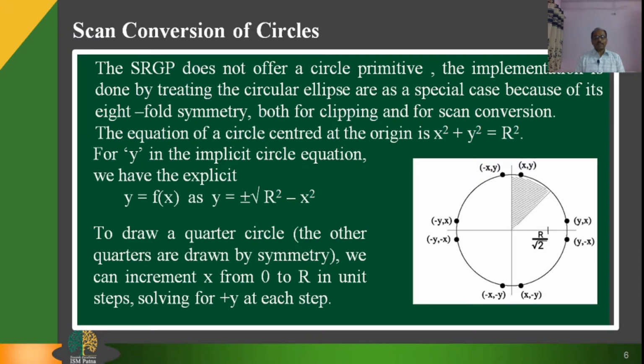The equation of a circle centered at the origin is x squared plus y squared is equal to r squared. So, for y, we say y is equal to f(x), as y is equal to plus or minus the square root of r squared minus x squared. To draw a quarter circle, the other quarters are drawn by symmetry. We can increment x from 0 to r in unit steps, solving for plus y at each step. So, with the use of 8-way symmetry, we complete a circle.